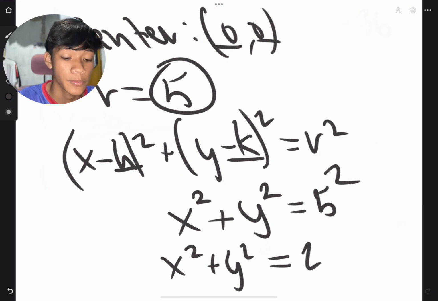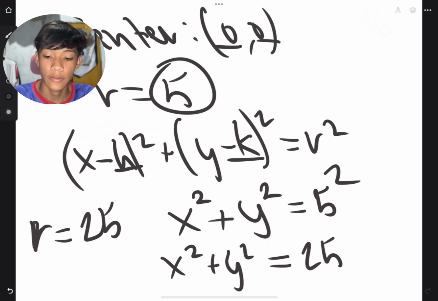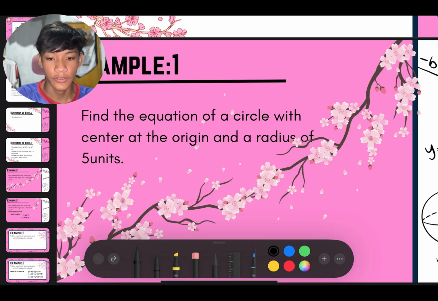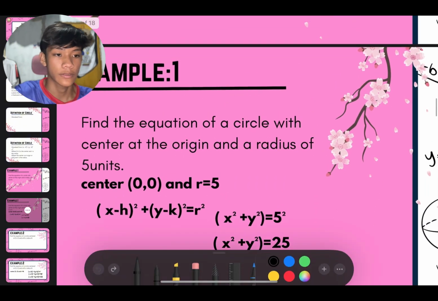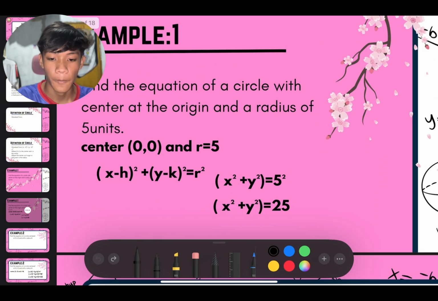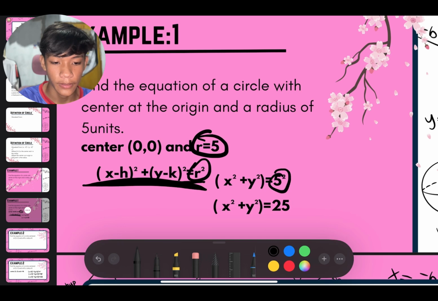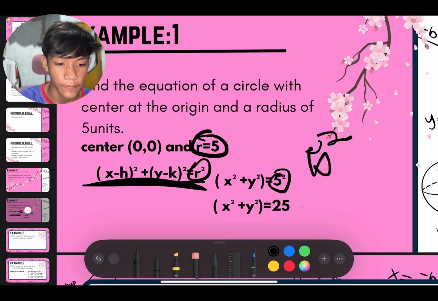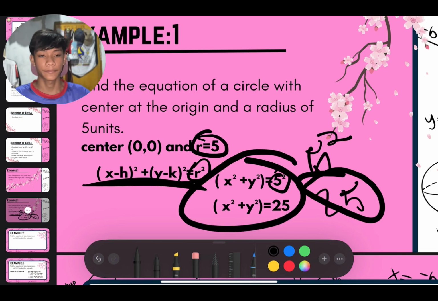So 5 times 5 will be 25. So our equation is x squared plus y squared equals 25. Let's check if it's correct. Yep, it's correct. Here is our equation. 5 squared will be 25. So that is how we get that one.